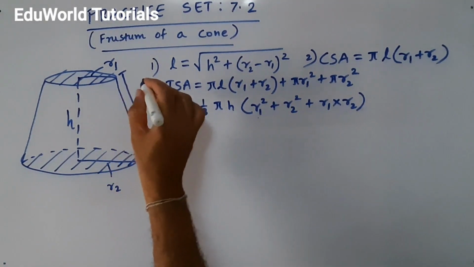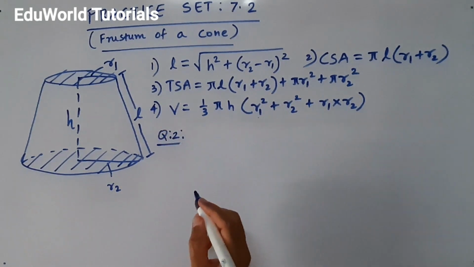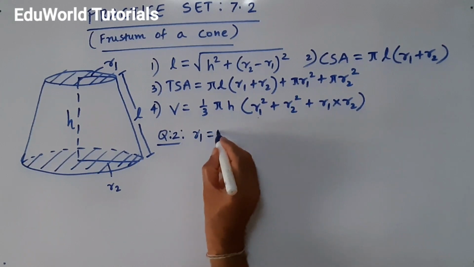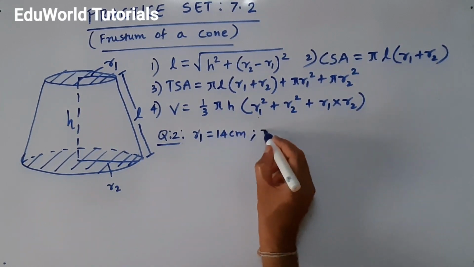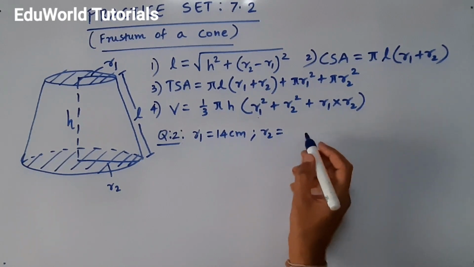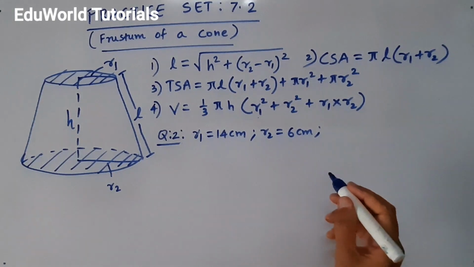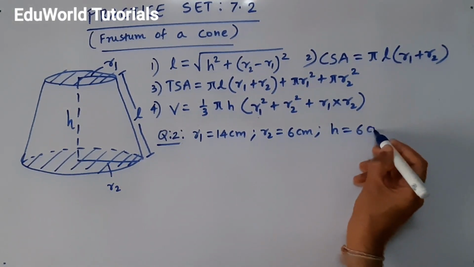Second sum says that the radii of the two ends of a frustum are 14 centimeter and 6 centimeter. So we have R1 as 14 centimeter. Again I am taking the bigger radius as R1. Other radius R2. R2 is 6 centimeter. They have also said that the height of the frustum is 6. It is only height. So H is 6 centimeter.